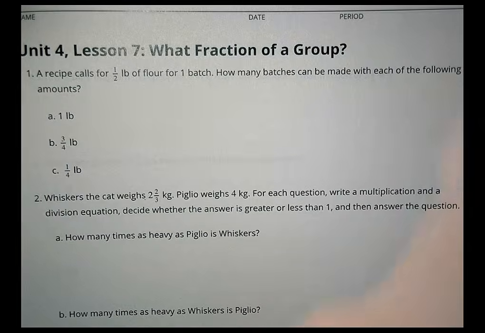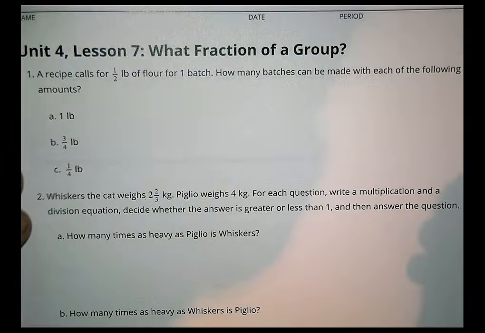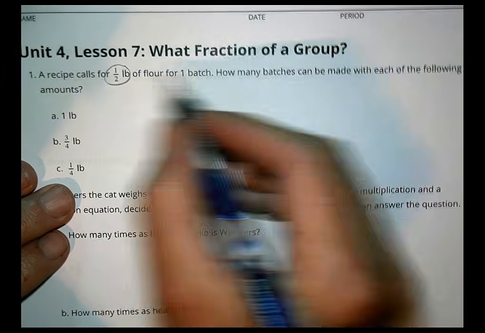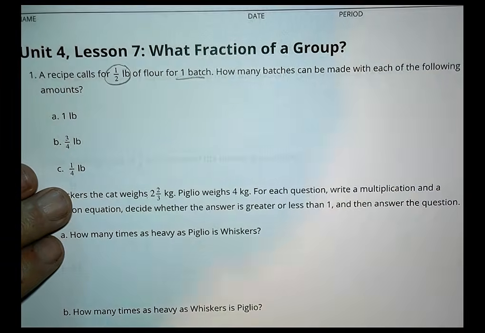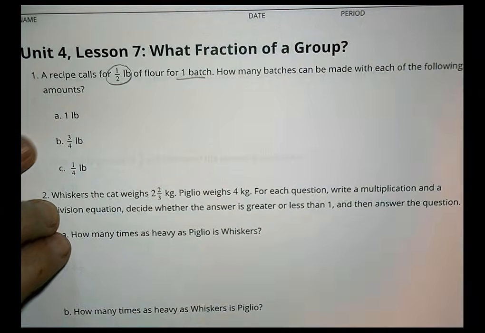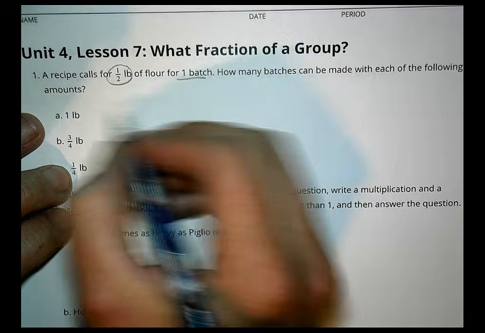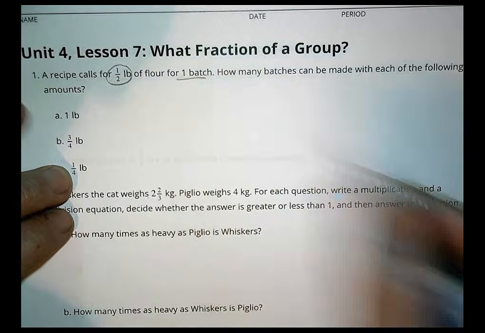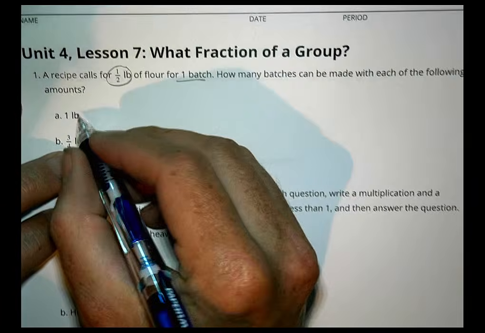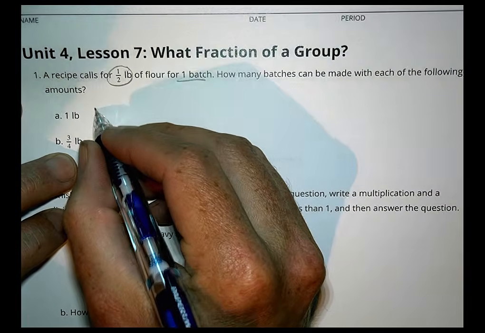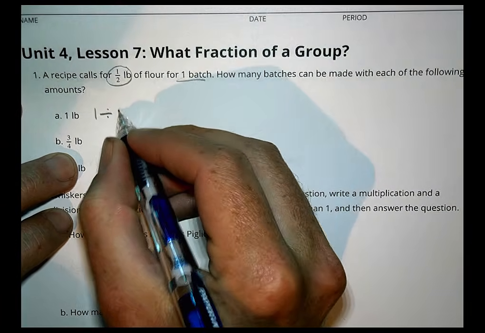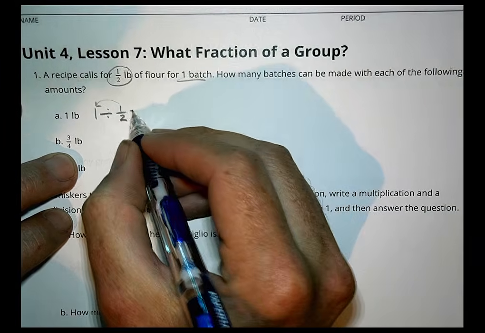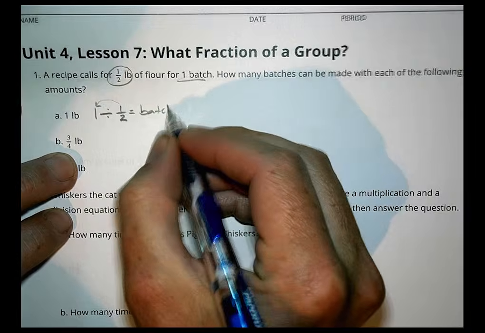All right, here's our homework for lesson 7. Okay, so first of all, a recipe calls for 1/2 pound of flour in one batch. How many batches can be made with each of the following amounts? So what we're doing is just saying, I need 1/2 pound for a batch, for a recipe. Here I have 1 pound. So what I'm asking here is really how many of the 1/2 pounds are inside of 1, and that's going to tell me the number of batches I can make.